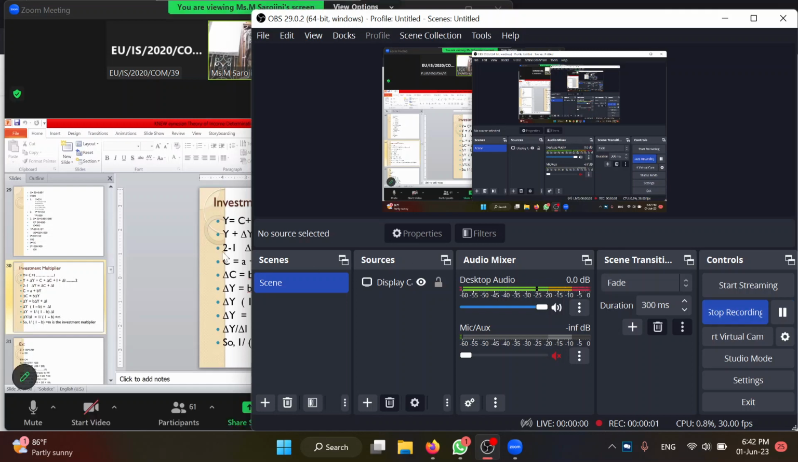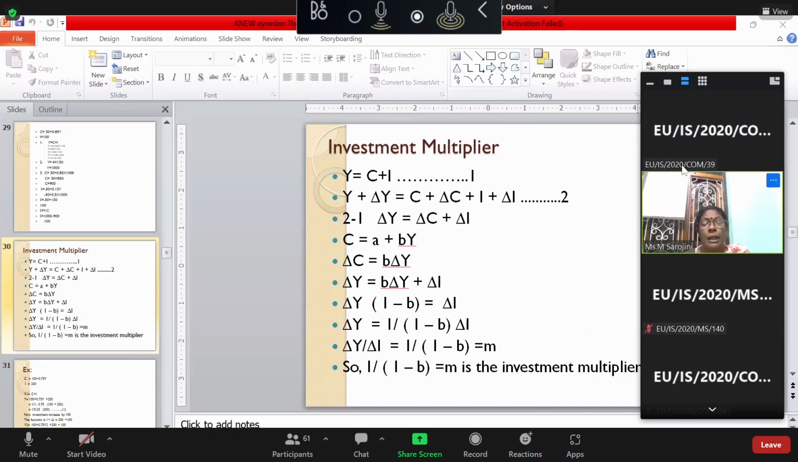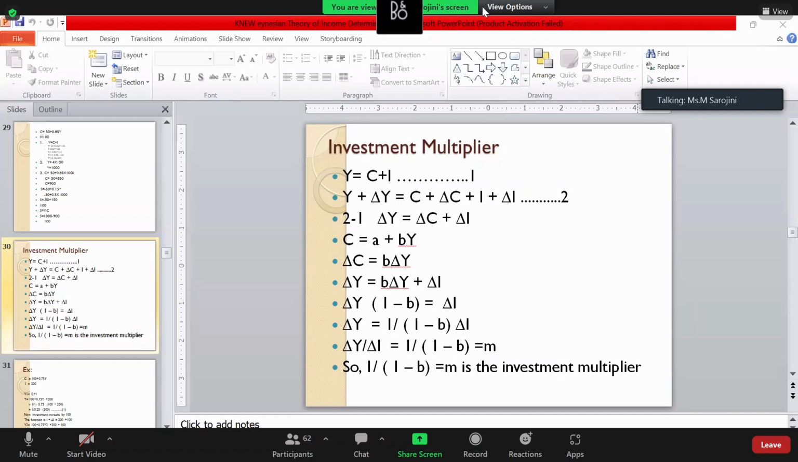Right. Anyhow, last class we calculated the national income for the two-sector model.